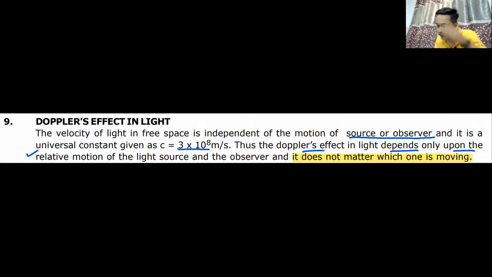So you will observe Doppler's effect in light no matter the source is moving towards the observer or the observer is moving towards the source, doesn't matter. What matters is whether the distance is decreasing or whether the distance is increasing. Do we understand this? Yes, sir. Okay, I'll give you a minute to note this down.